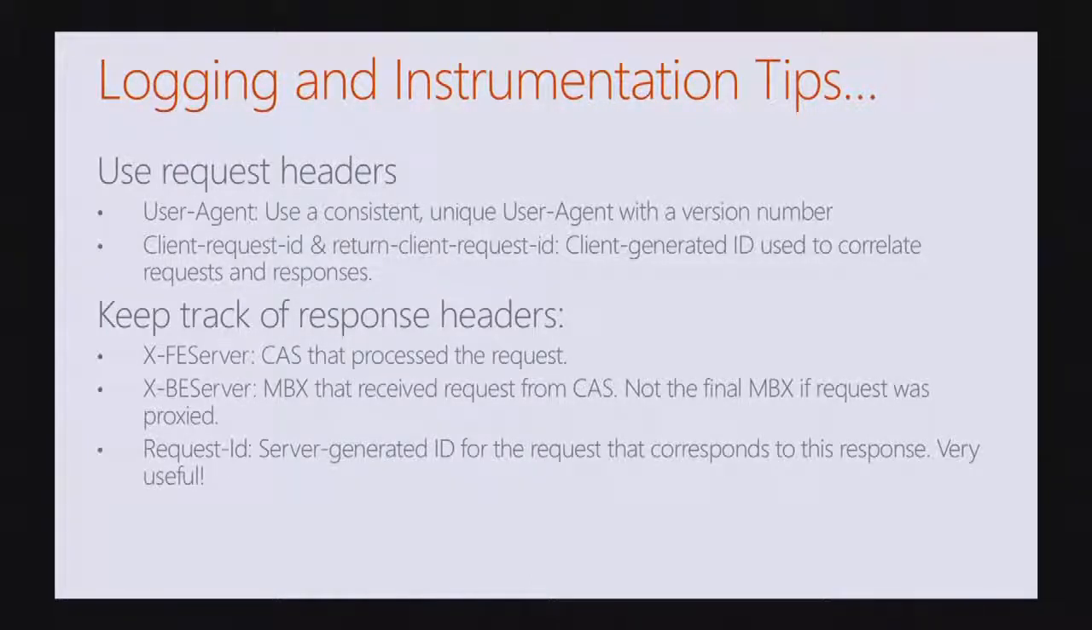Another thing that's helpful that you can keep track of on your side and provide to us is two response headers that come back. So there's the front end server, X-FE-Server. That's a CAS that received your request, and then the back-end server. That's the first back-end server to get your request. If it's one of those proxy scenarios, this is not the final server. This is the first server that got it. Nevertheless, it helps shortcut, again, through the petabytes of data down to just the logs for a given server.